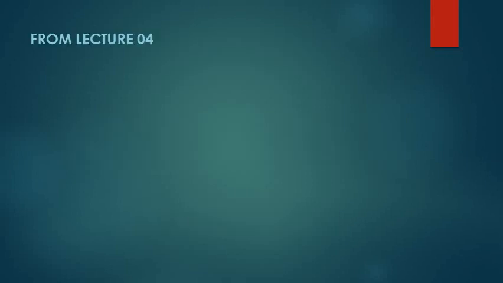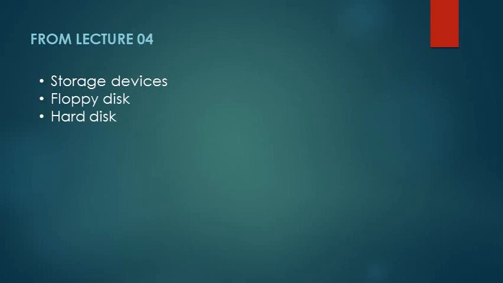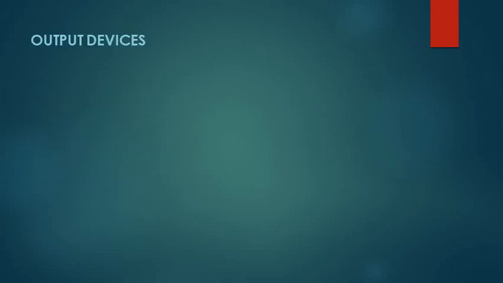Before starting this lecture number 5, let's make a review of what we studied in the last lecture. Our last lecture was about storage devices, in which we defined what storage devices are, what is floppy disk, hard disk, CD and DVD, and USB flash memory. Our today's lecture is about output devices.